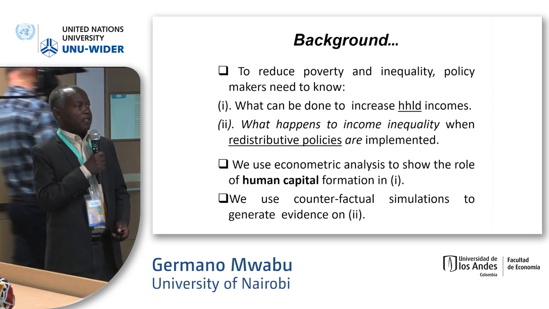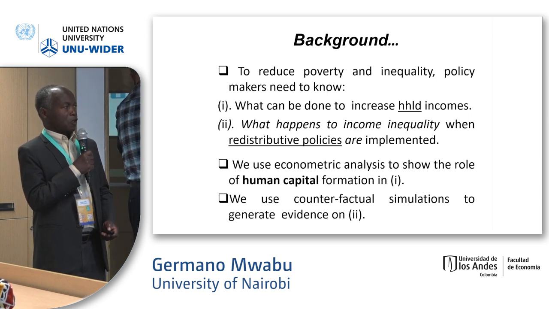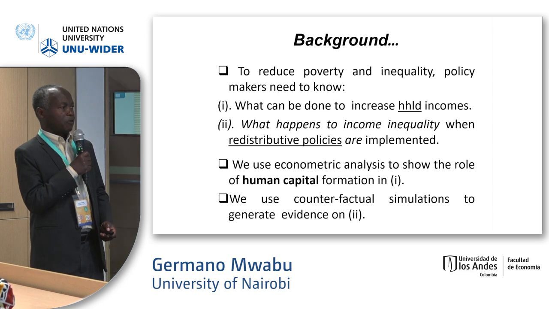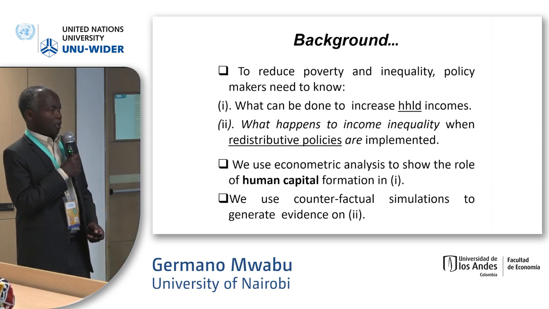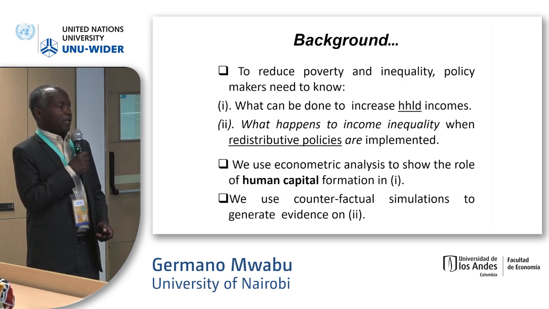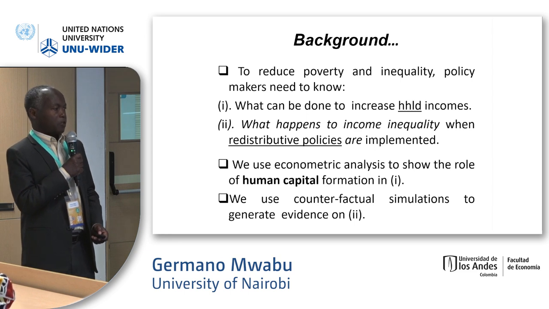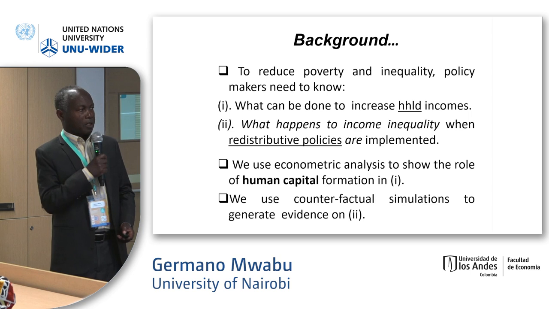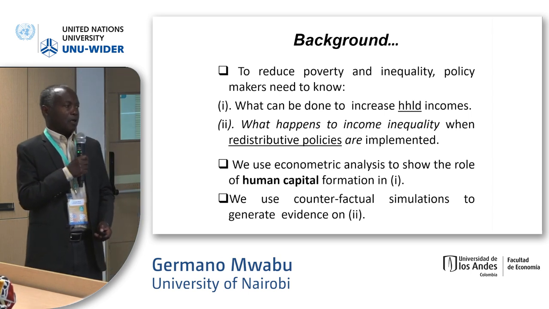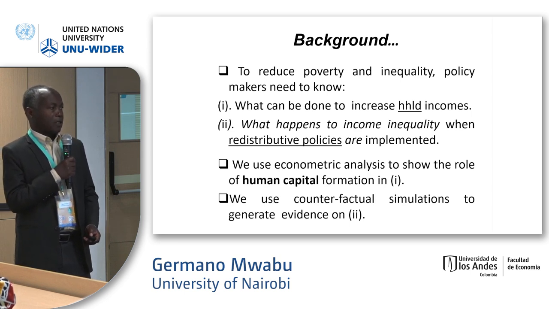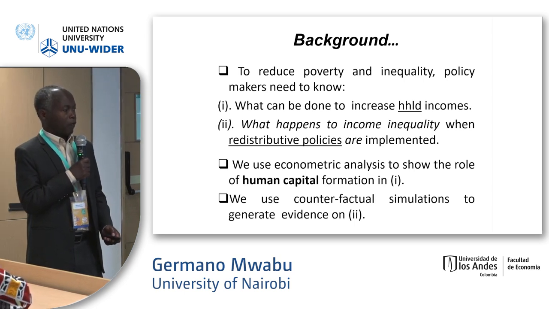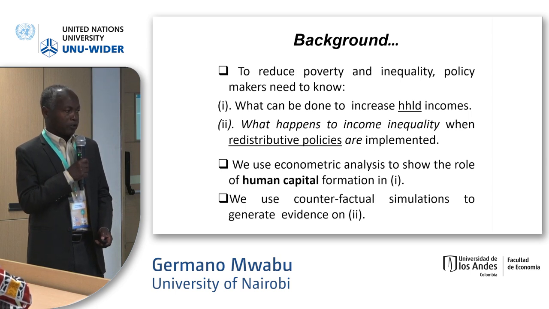policymakers need evidence that will enable them to figure out how to increase the incomes of the households, and also to figure out what happens to inequality when redistributive policies are implemented. We need evidence on that. Now, on the first point, how the incomes of the households can be increased, we use econometric analysis to show the role of human capital formation in increasing the level of well-being of the population. And on the second point, how redistributive measures affect income inequality, we use factual, counterfactual simulation to generate that evidence. You have heard some of this in our plenary session.